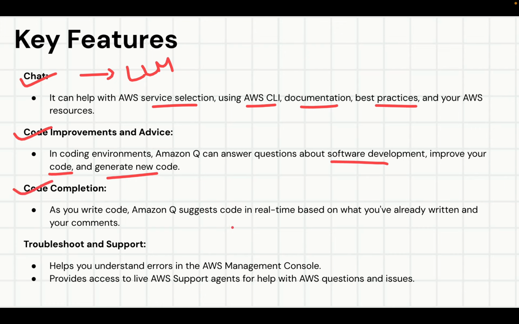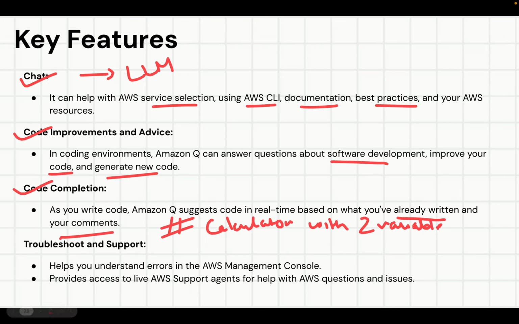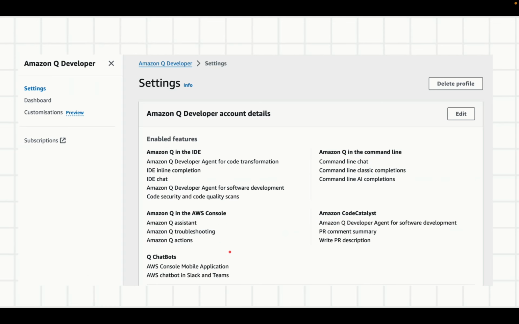Next is code completion. It is going to provide you inline suggestions in real time based on what you have already written and your comments. Let's say I want to get a sum calculator. A calculator needs to be built taking two variables, and this is going to create those things for you. And the last is troubleshooting and support. It is going to help you understand errors in the AWS console and even give you support for the agents with the help of questions and answers.